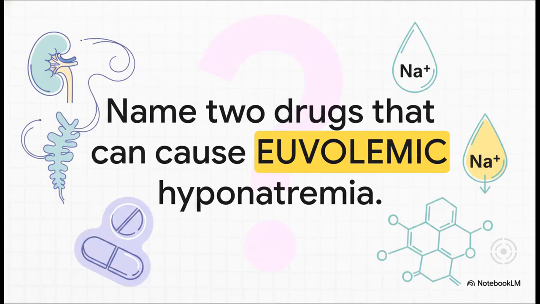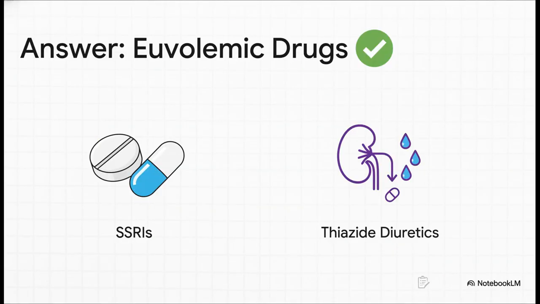All right, next up, this one is huge in clinical practice. Your patient isn't dry, they're not overloaded, but their sodium is low. What common medications are you thinking of? That's it. SSRIs and thiazide diuretics are notorious culprits. This is exactly why a detailed drug history is completely non-negotiable for any patient with hyponatremia. These meds are incredibly common, and it's such an easy cause to miss if you don't ask.